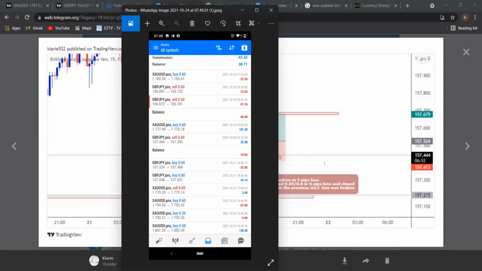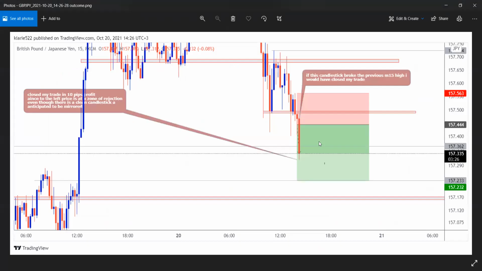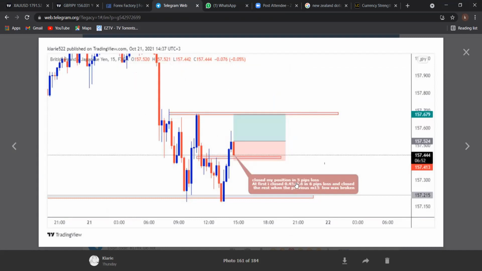I took a 6 pips loss on the GBP JPY. Closed my position in 5 pips loss. At first I closed 0.4 of this. I closed partials. I closed 0.4 out of 0.6 in 6 pip loss, and closed when the next M15 low was broken. Okay, so I took entries anticipating for price to continue with the bullish trend.